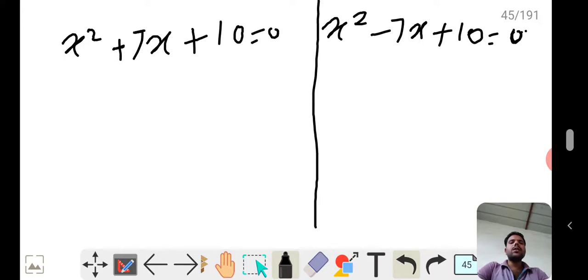In today's lecture, we are going to learn the solution of quadratic equation by factorization method. To learn this, let's consider five cases. So let's see the first case.